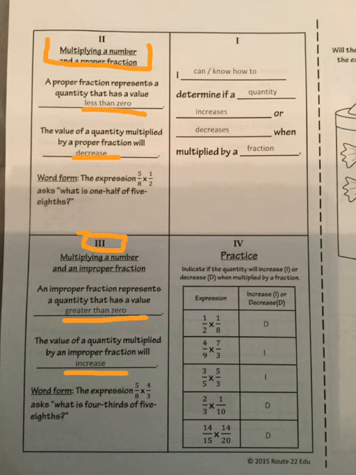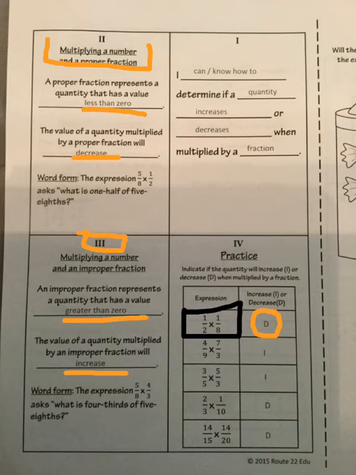Indicate if the quantity will increase or decrease when multiplied by a fraction. So I want you to look at your numerators and denominators on this very first one. So I have 1/2 and I'm multiplying it by 1/8. The numerator is smaller than the denominator on each one of those. So that's going to give us a decrease. That's how we figured out that that was going to decrease whenever we multiplied those fractions together.